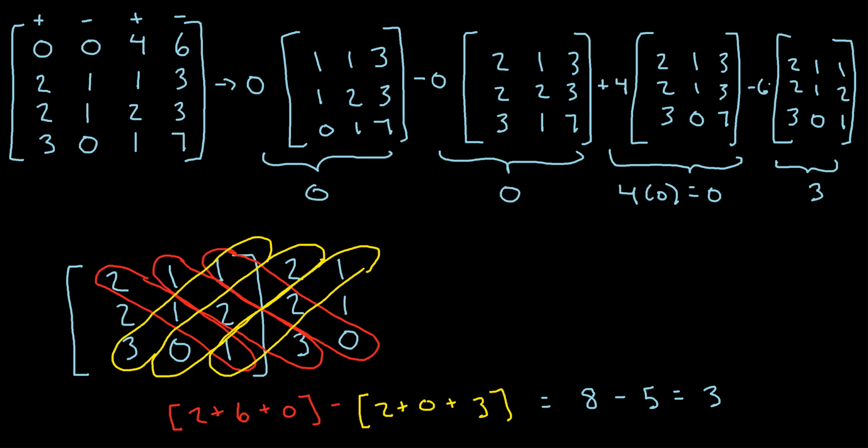And remember what we have to do. We have to multiply it by negative 6. So what we end up with is negative 6 times 3, which is negative 18. So remember, our final answer is 0 plus 0 plus, we found this was also 0, plus negative 18. So the determinant of this original 4 by 4 matrix is negative 18. That's our final answer.